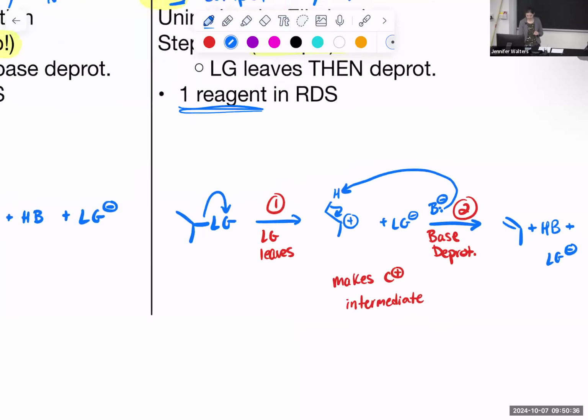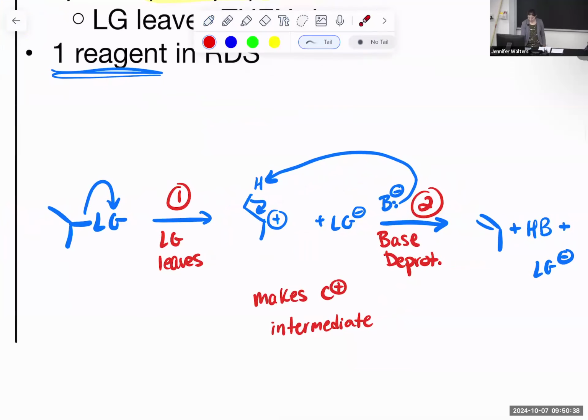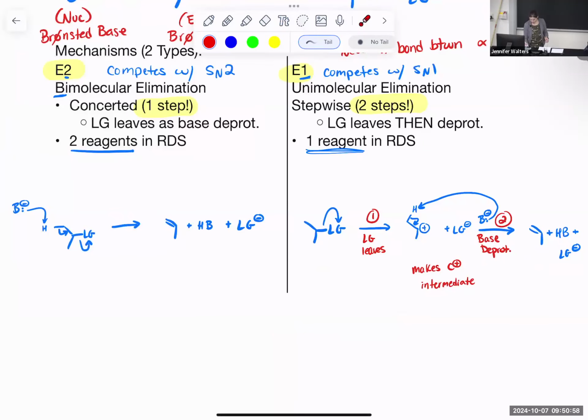So instead of attacking that carbocation directly, if it did, that would be SN1. Instead of attacking the carbocation, we're going to attack next door. We're going to attack the hydrogen to make the double bond. That's the difference between the SN1 and E1, or SN2 and E2. Substitution attacks the carbon. Elimination attacks the hydrogen next door.